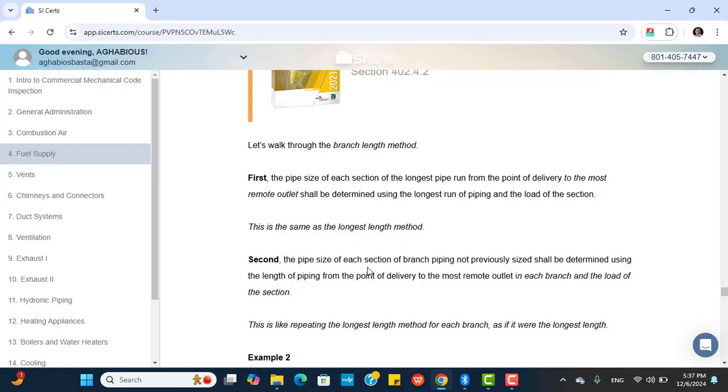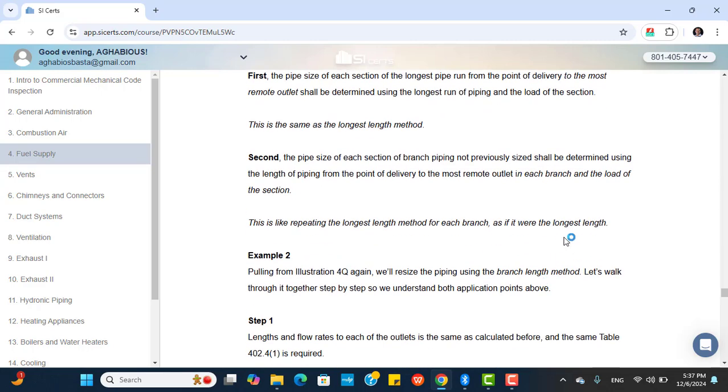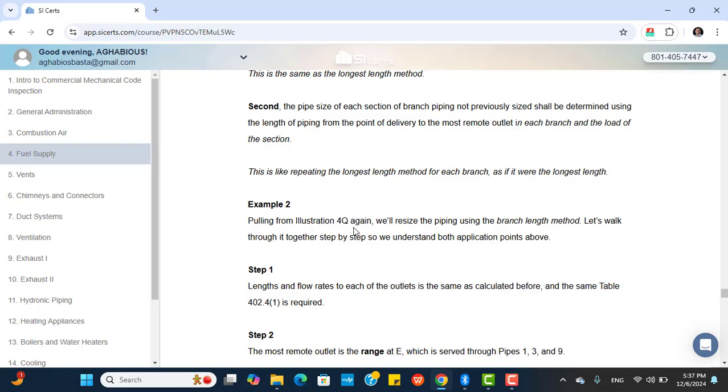Second, the pipe size of each section of branch piping not previously sized shall be determined using the length of piping from the point of delivery to the most remote outlet in each branch and the load of the section. This is like repeating the longest length method for each branch as if it were the longest. Example 2, pulling from the illustration for Q.